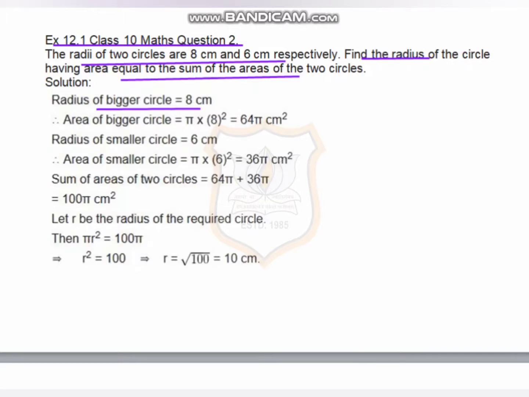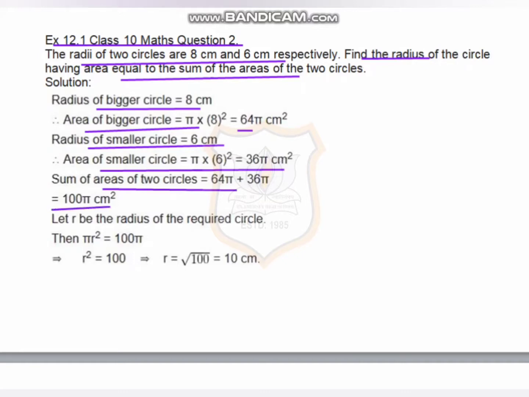Radius of bigger circle is equal to 8 centimeters, so the area of bigger circle equals pi r square, means 8 square is 64, so value is 64 pi centimeter square. Radius of smaller circle is 6 centimeters, so the area of smaller circle is pi into 6 square, which is equal to 36 pi. The sum of area of two circles is equal to 64 pi plus 36 pi, which is equal to 100 pi centimeter square.